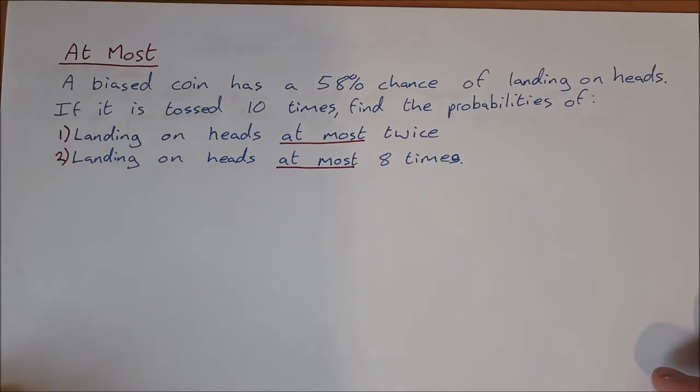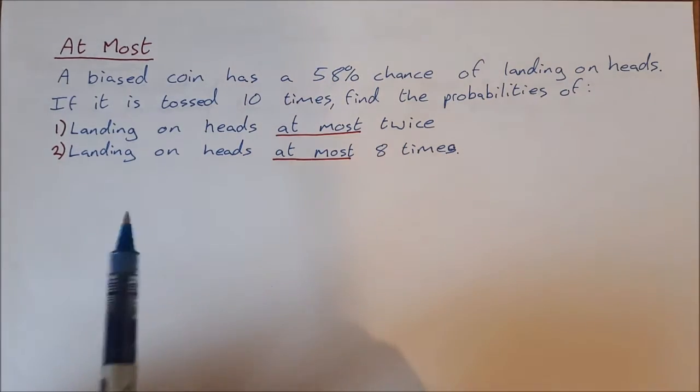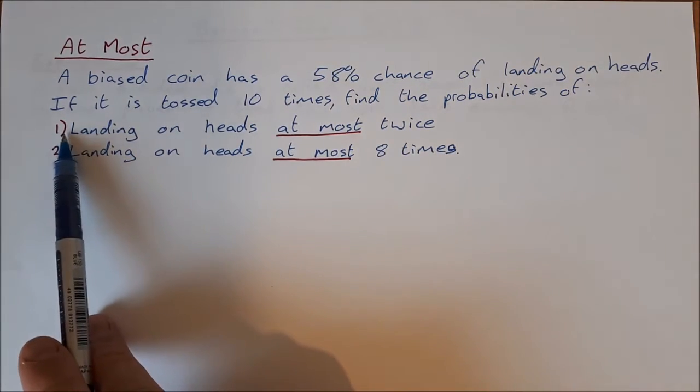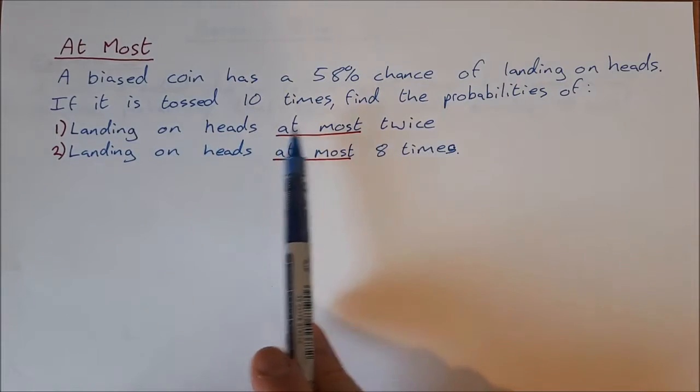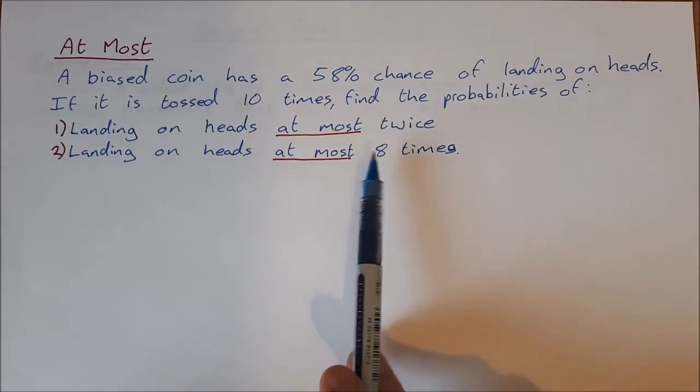Now let's have a look at an at most question. So an at most question is here. A biased coin has a 58% chance of landing on heads. If it is tossed 10 times, find the probabilities of, okay, so we have 2. 1, landing on heads at most twice, and landing on heads at most 8 times.